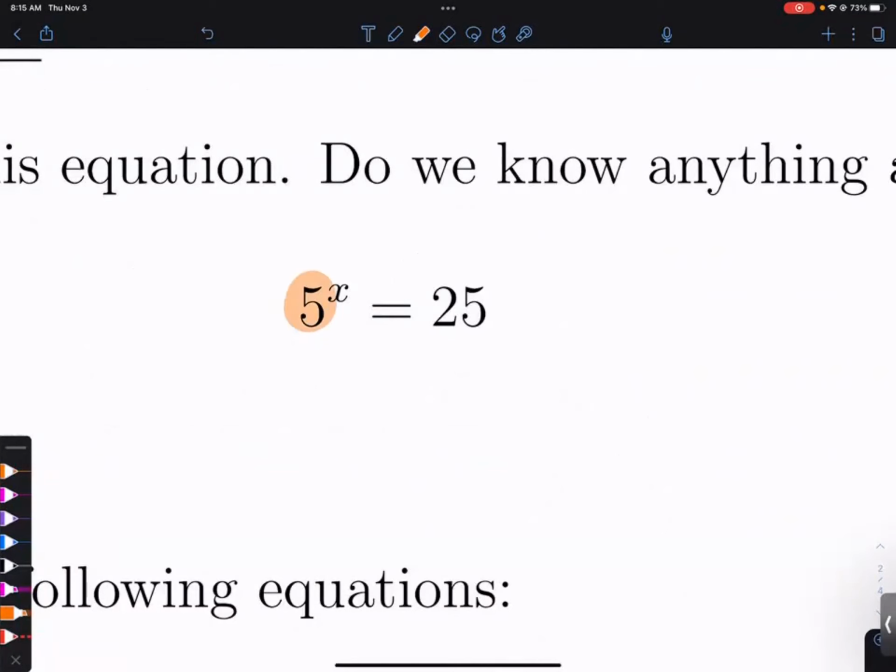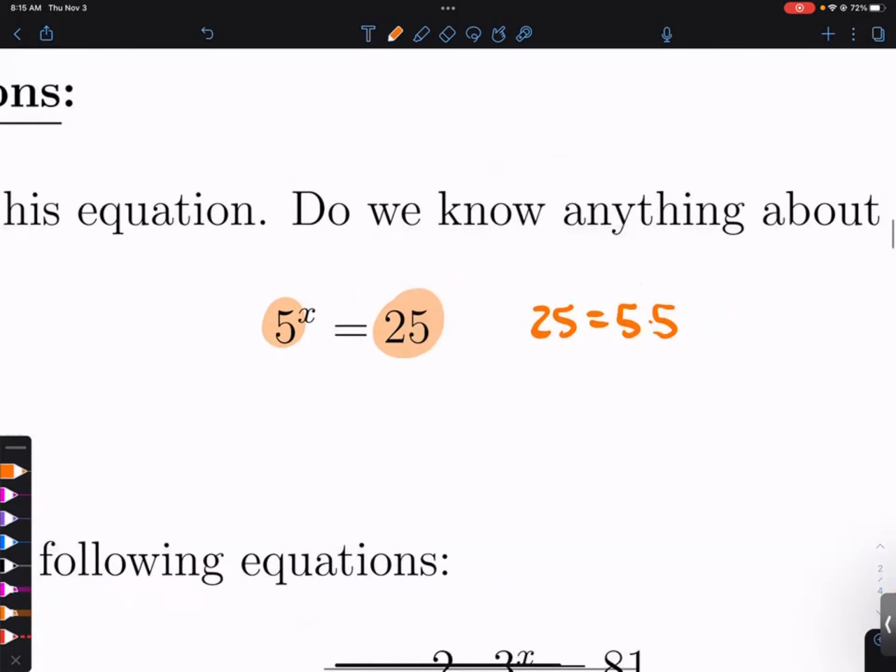the base here, 5, and the number here, 25. Well, that's not just anything, right? Those are related. What does 25 have to do with 5? 25 is 5 times 5, right? Or it's 5 squared. So what this question is asking is, when is 5 to the x equal to 5 squared? When do you think 5 to the x is equal to 5 squared? When x is 2. And you'd be right.